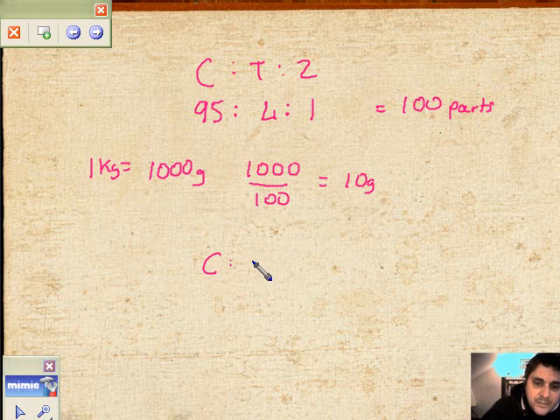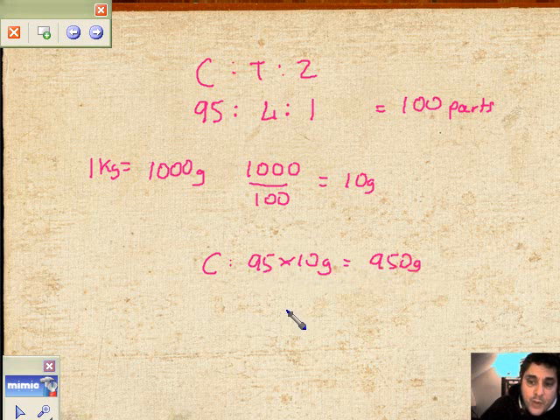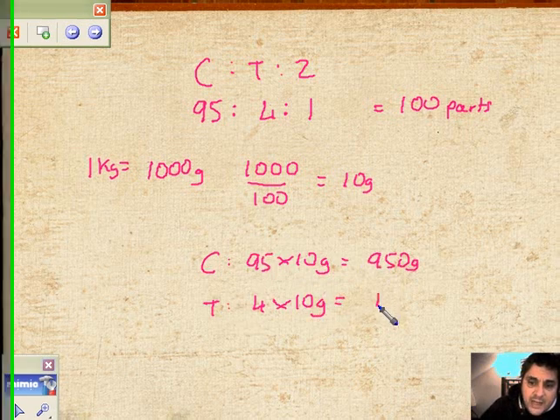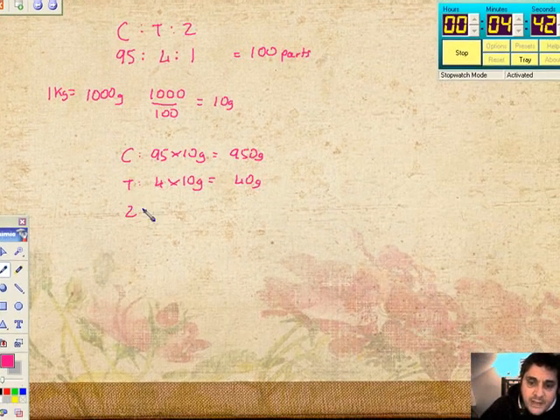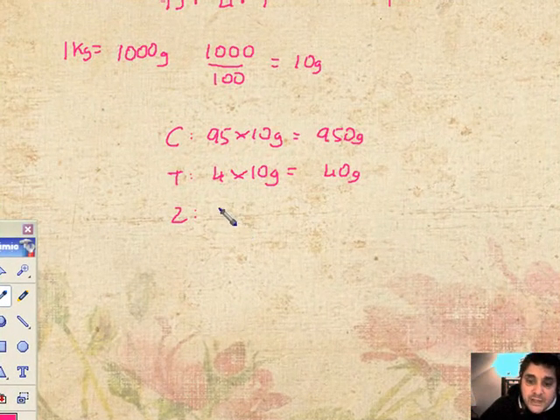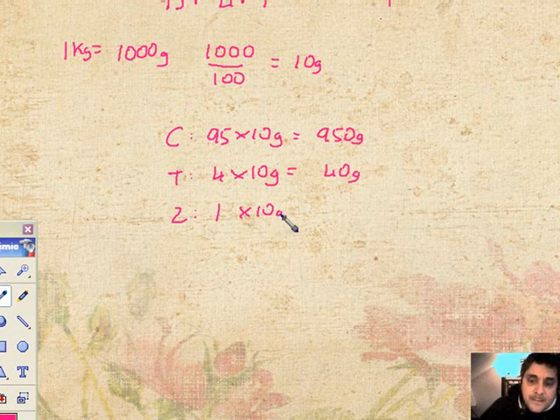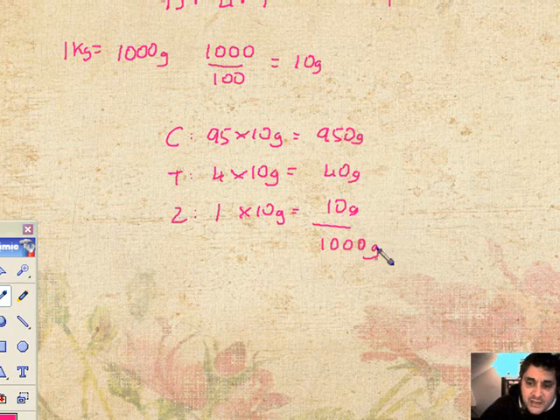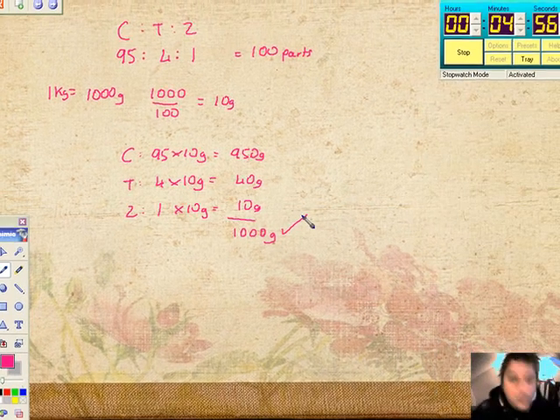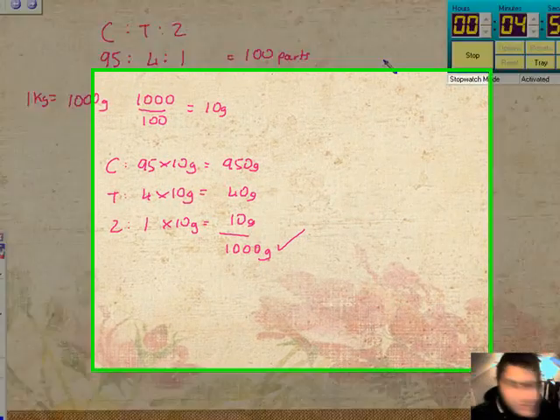So for the copper, we have 95 lots of the 10 grams. Well, that's 950 grams of copper required. For the tin, we require 4 lots of that 10 gram part. So that's 40 grams of tin required. And zinc, well, it just says 1 lot, doesn't it? So that'll be 1 times 10, which will be 10 grams. Now, if you just check this, just test it out, that should come to exactly 1,000 grams, and it does. So we know we've got this correct. Alright, well that's all that was part A.